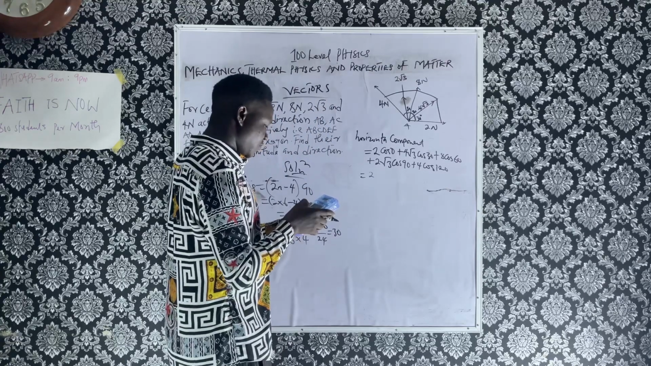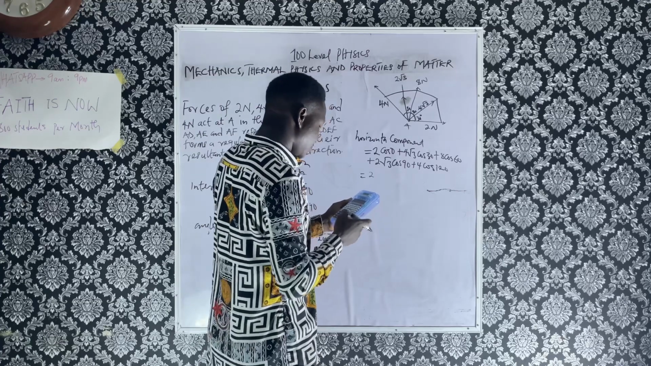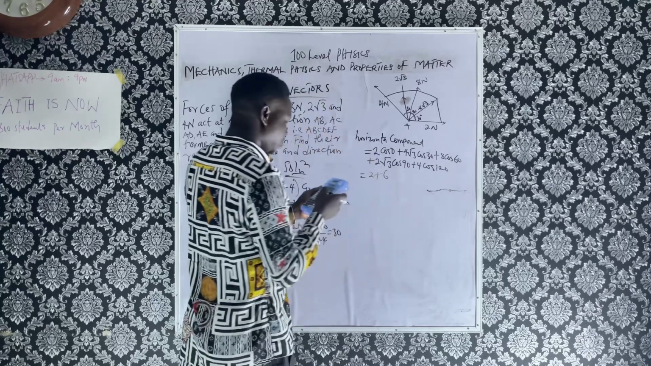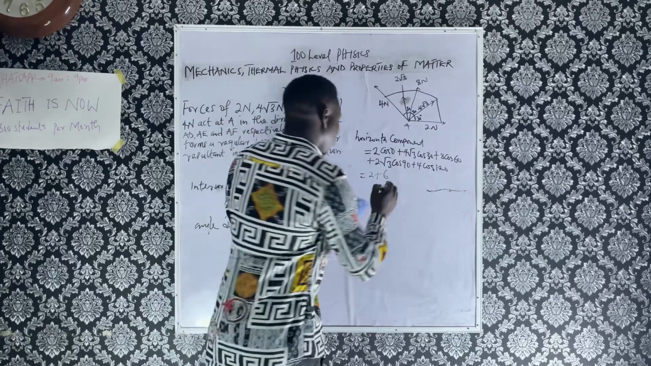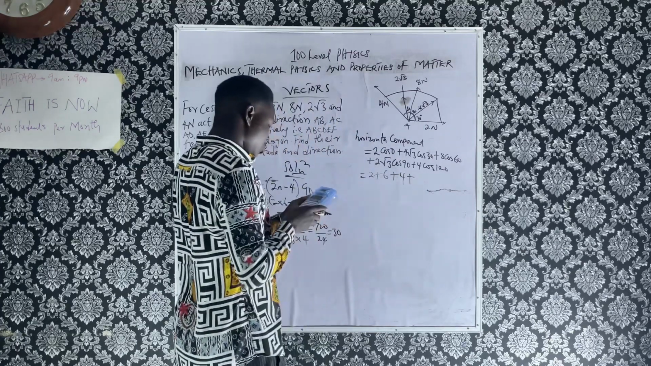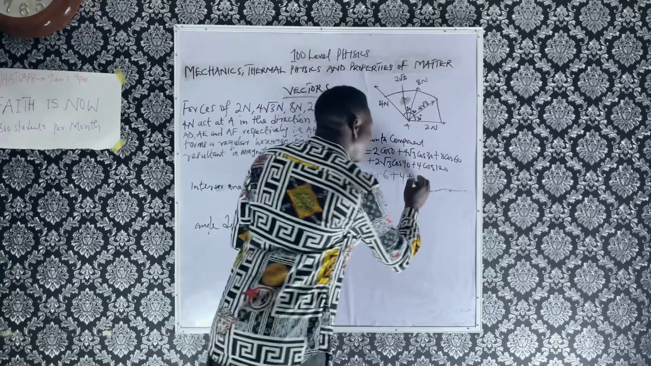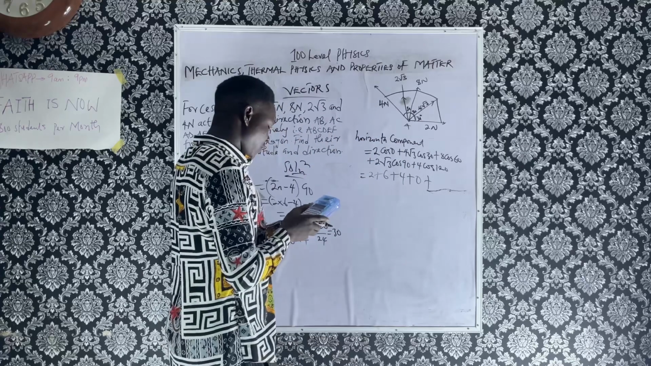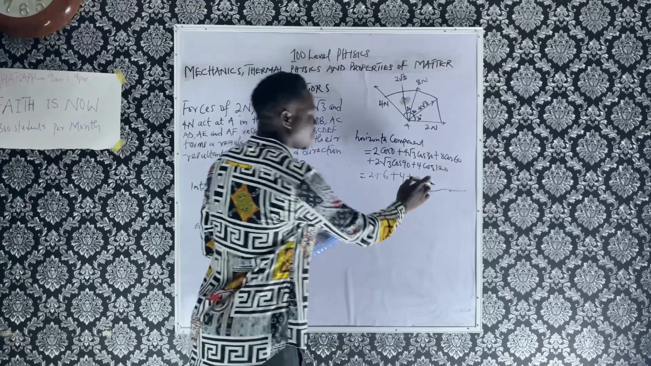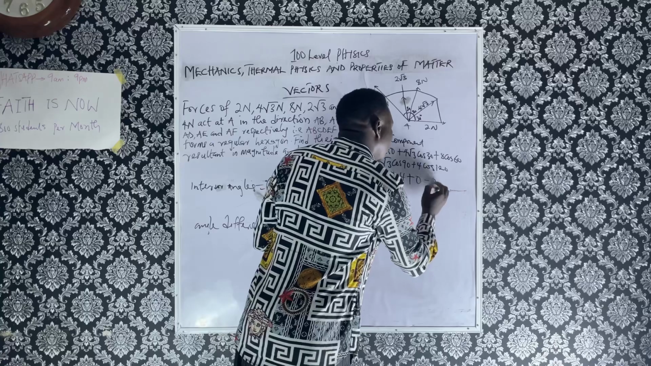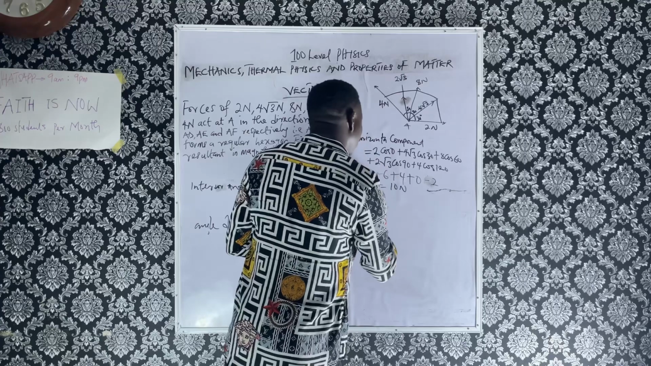4 root 3 cos 30, that's plus 6. 8 cos 60 plus 4 plus 2 root 3 cos 90, 0 plus 4 cos 120. Now cos 120 times 4 is minus 2, so this place becomes minus 2. So we'll do the total addition. 2 minus 2 is out, so the answer should be 10 Newton.